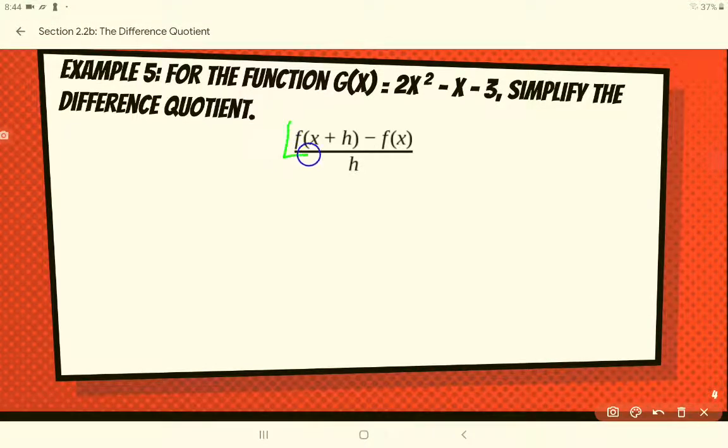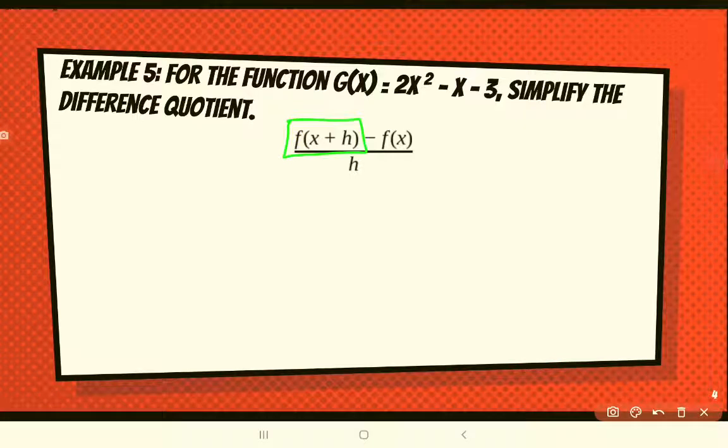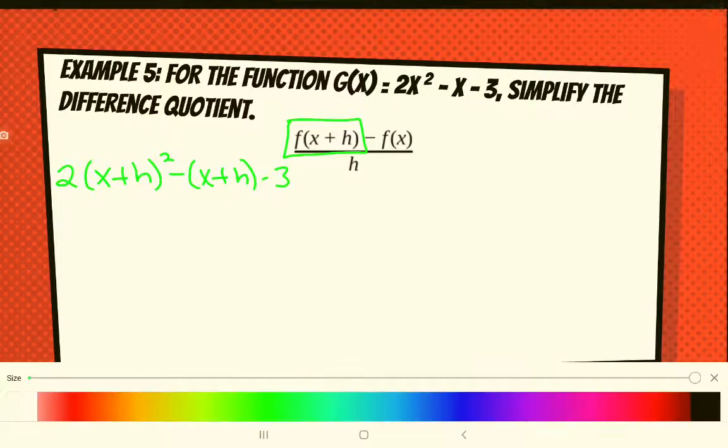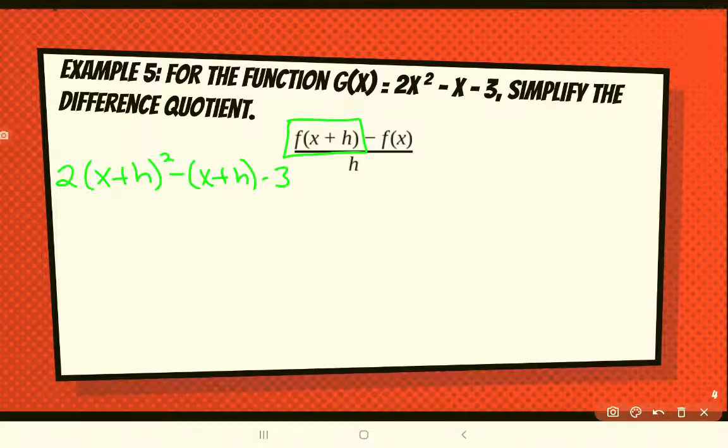Well, that means go to the function that they gave me, and my input value is now going to be x plus h. So anywhere that I see an x, I replace it with x plus h. Okay? So there is f of x plus h. What's the second part? Well, the second part is minus f of x. So I put my minus sign down, and I write out in parentheses f of x.